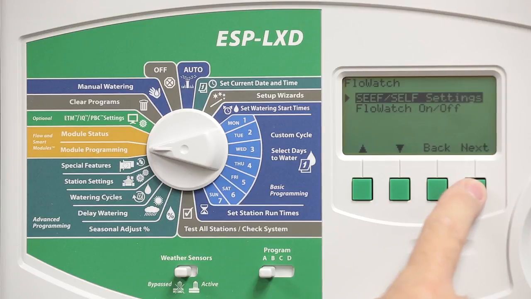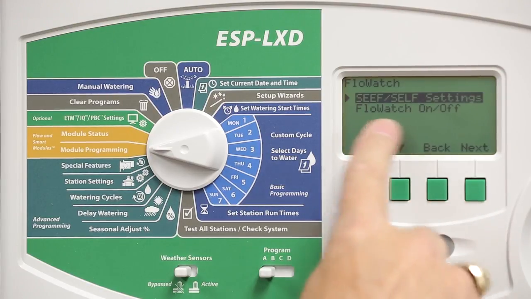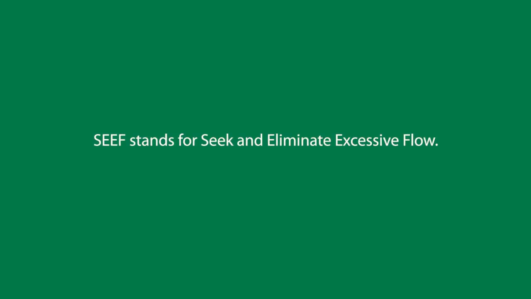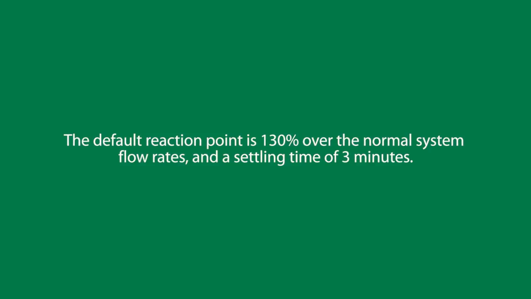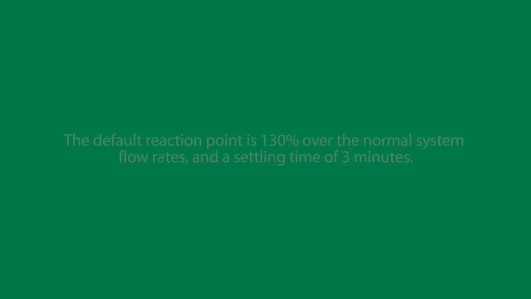Choose the option that says CEIF/SELF settings. CEIF stands for Seek and Eliminate Excessive Flow. This sets the high flow reaction points for the system. The default is 130% over the normal system flow rates and a settling time of 3 minutes, which means the high flow rate would need to continue for 3 full minutes before any action is taken.